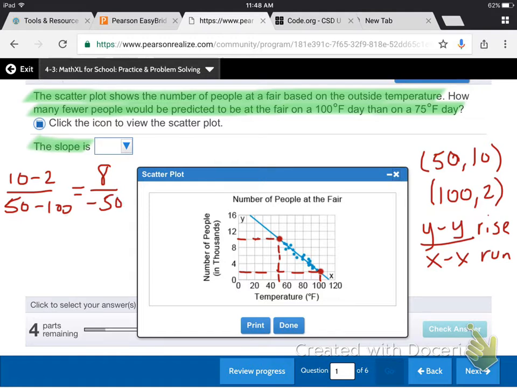Okay, take a minute to calculate that on a calculator. Go ahead and pause the video to do it. And what you'll find is that the slope, that simplified fraction actually becomes a decimal, and the slope is going to equal negative 0.16. So that answer is going to go right in that box.